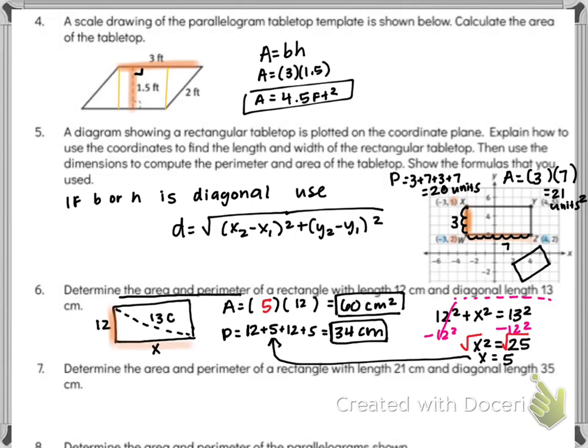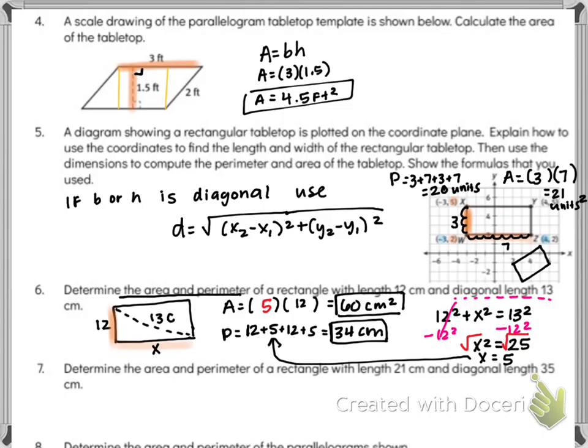For number 7, I'm going to leave that one blank. I'm just going to really give you the answer for it, and that way you can check it. For your base, you should get an answer of 28 centimeters for your base. So when you do your area, it's going to be 21 times that 28.